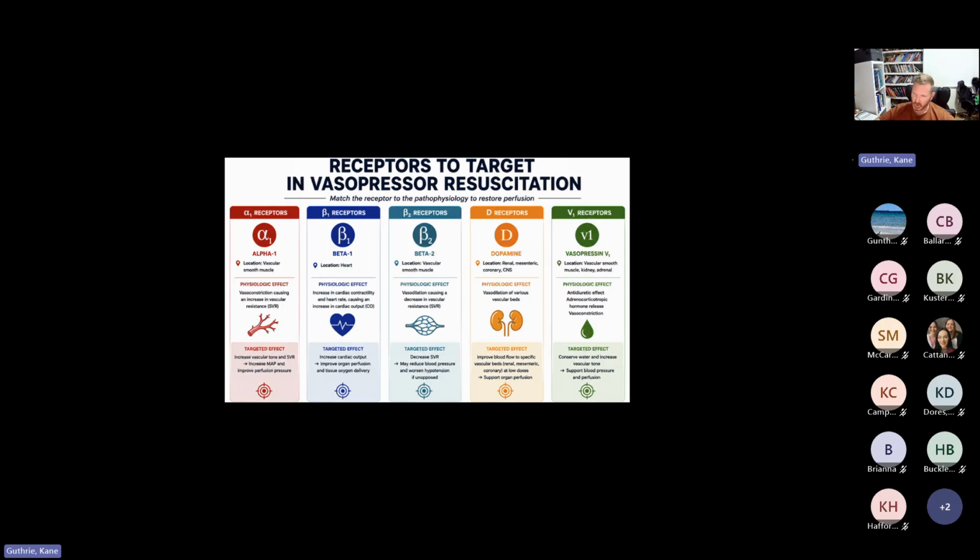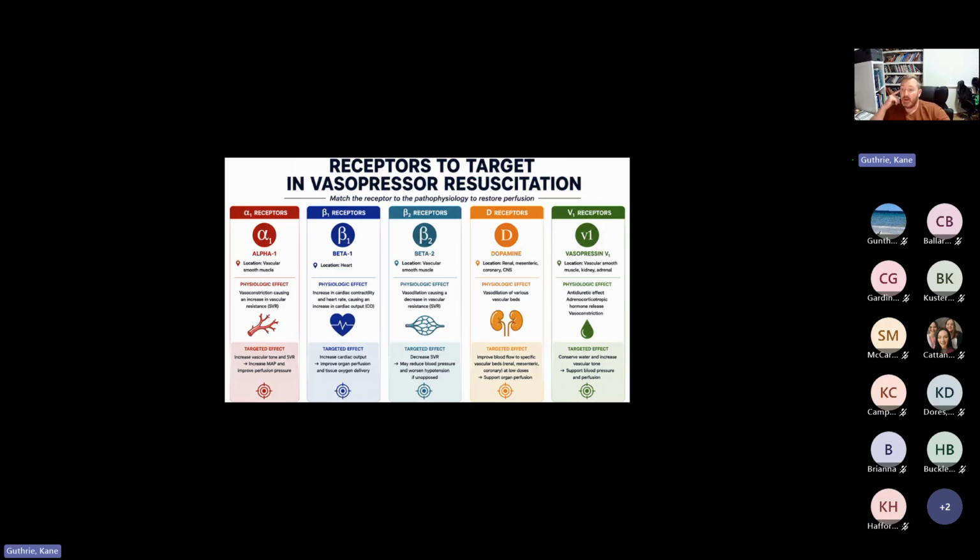That's where dopamine, and dobutamine to some extent, target these dopamine receptors. But we've moved a lot away from dopamine because it has a nastier side effect profile, as it causes a lot of adverse tachycardia. And then the last receptor we look at is the vasopressin receptor, or the V1 receptor. This is where vasopressin targets.